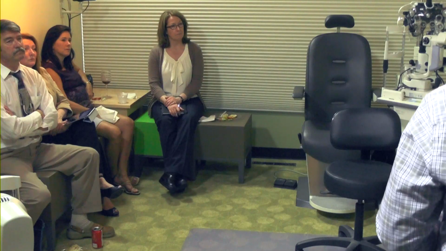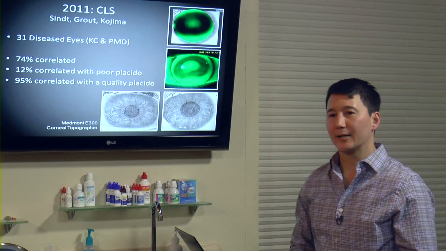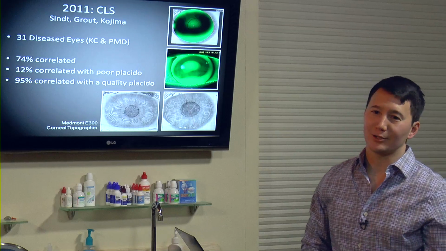On the fellow eye, we did need to go with a scleral lens. The cornea was too asymmetrical. We had all kinds of bubbles underneath the lens. So the question you might ask is, okay, can we actually do this?